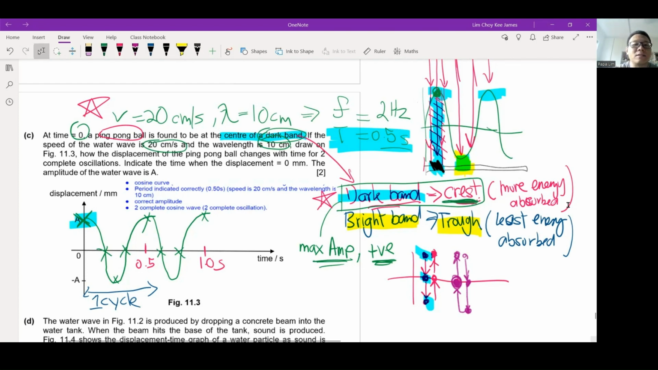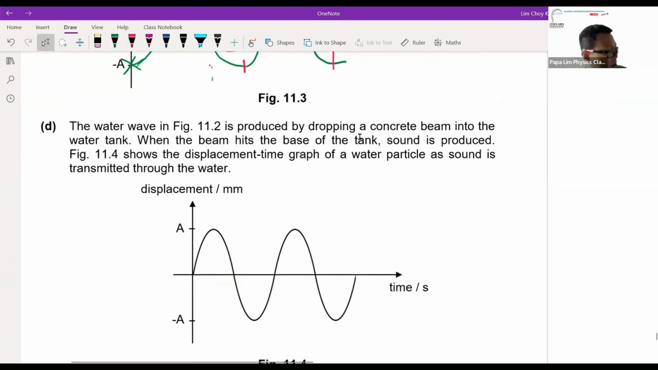Once you understand these 2 segments, you'll be able to draw the displacement-time graph easily. Okay, part D here.